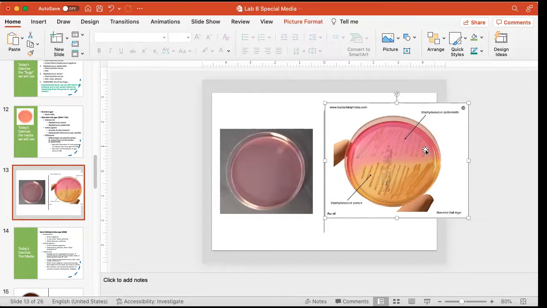Up at the top, we have something growing up here, but the media stayed pink. That tells you that the mannitol was not fermented by this organism. It was not able to ferment the sugar in the media. It could grow, it could survive, but it wasn't able to ferment the mannitol, and the media stayed pink. And this is classic for Staph epidermidis. Does that make sense to everybody?